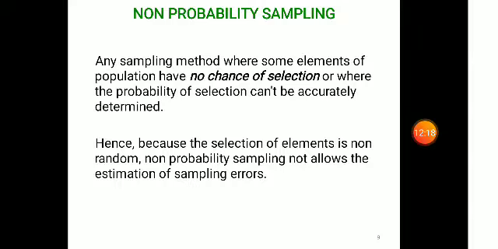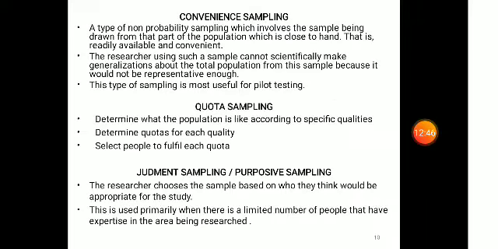Then non-random sampling technique, as we were mentioning, non-probability sampling. It is any sampling method where some elements of the population have no chance of selection. We are not assigning a particular probability there. There is no particular definition of selecting an individual from the population. Hence, because the selection of the elements is non-random, non-probability sampling does not allow the estimation of sampling error. There are three types of non-probability sampling which you want to study.